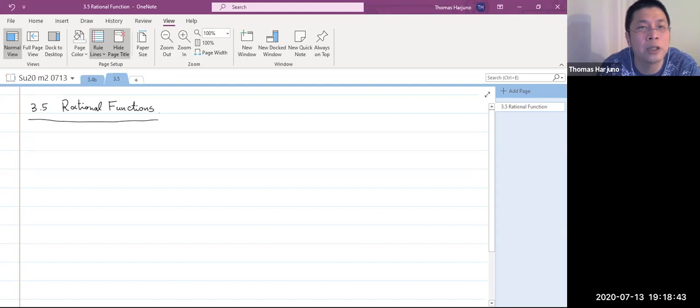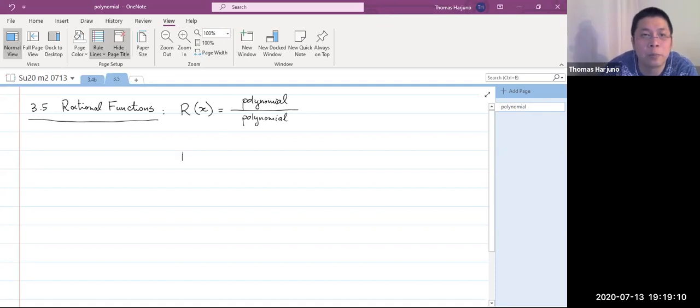And a rational function, let me use Rx for rational function, is defined to be a function whose numerator is a polynomial and denominator also a polynomial. Now, for the purpose of our notation, I will use Px on the top and Qx for the denominator.